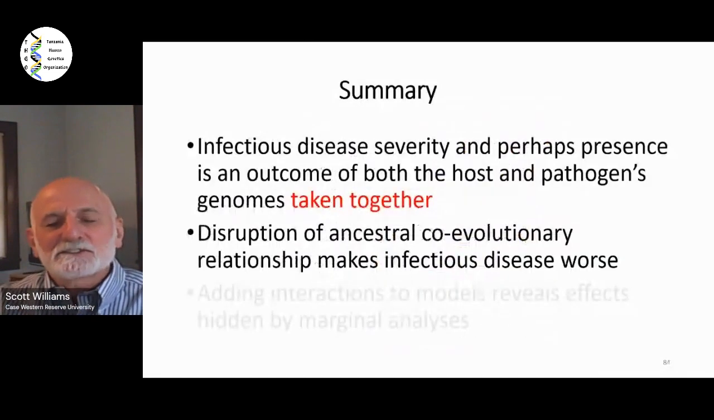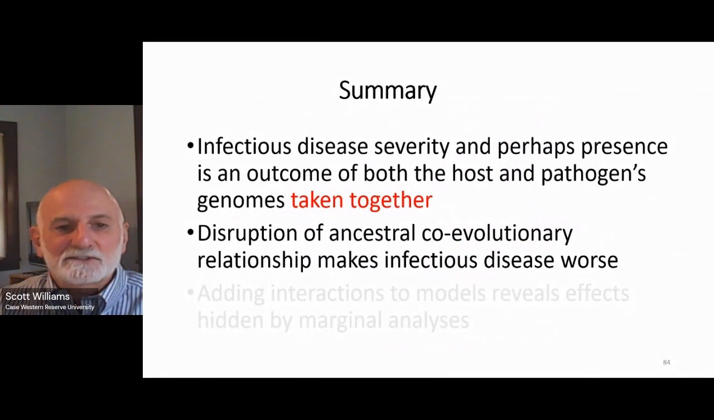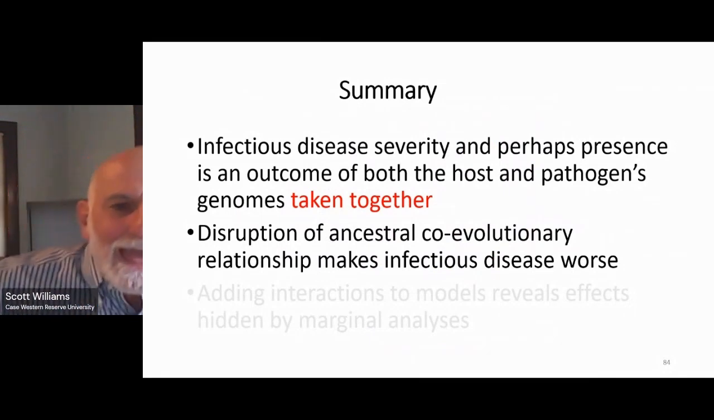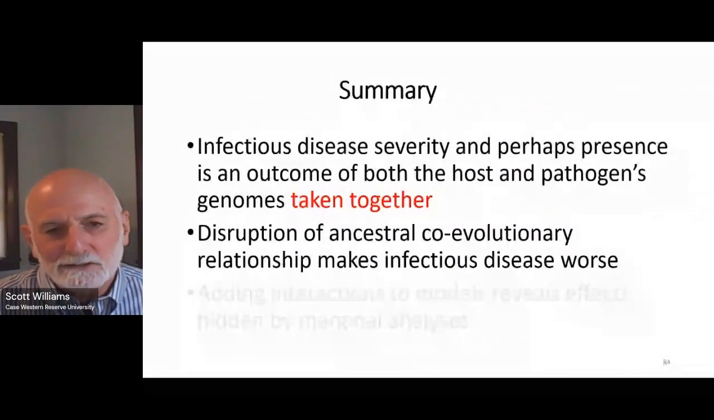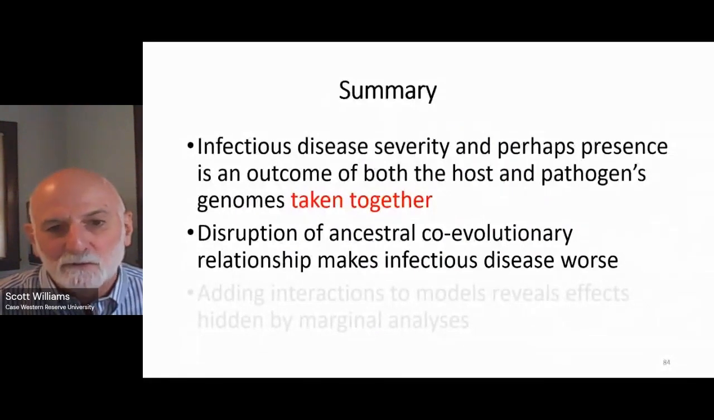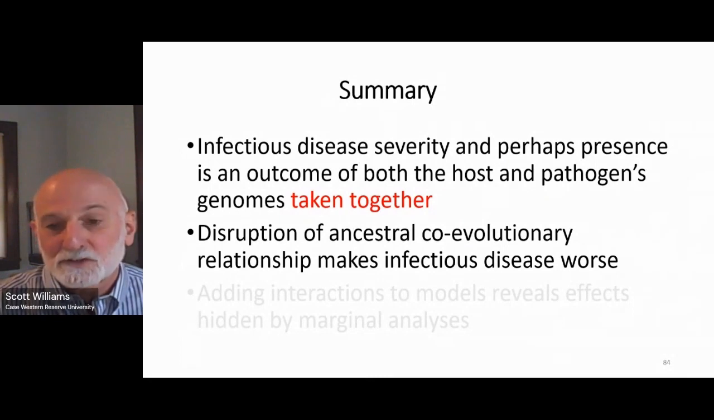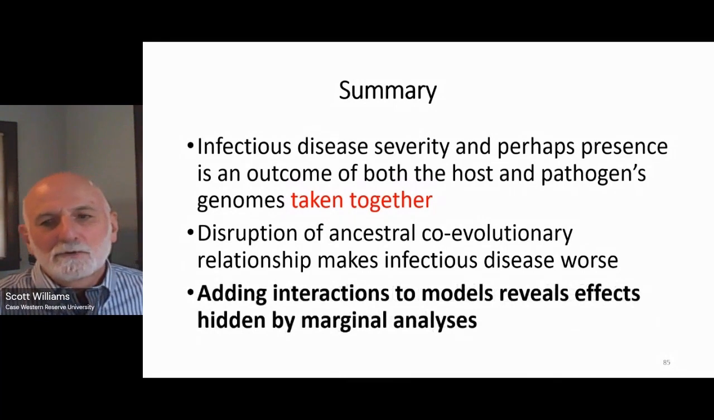So in conclusion, infectious disease severity, and perhaps presence, is an outcome of both the host and pathogen genomes taken together. I stress that this kind of coevolution is real, and it is probably much more pervasive. The third system in which it has been at least inferred and demonstrated to some degree is human papillomavirus. The disruption of this kind of coevolutionary relationship makes infectious disease worse. It probably drives susceptibility, but it's hard to know what an individual has been exposed to. And so what we argue is you have to add these interactions to models to reveal effects hidden by the marginal analyses.